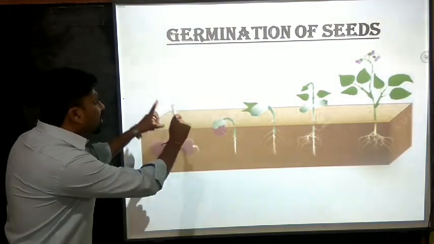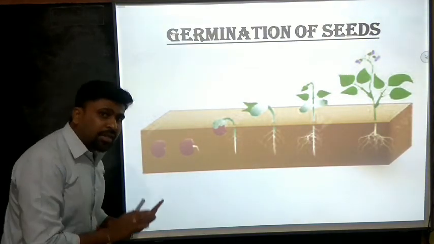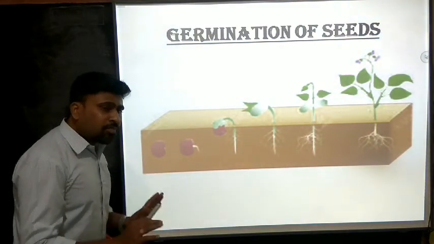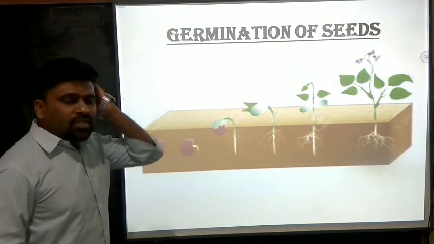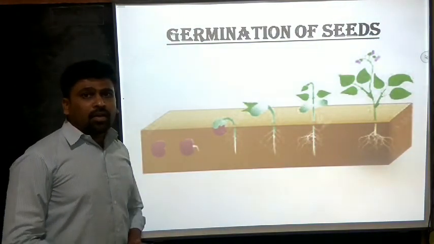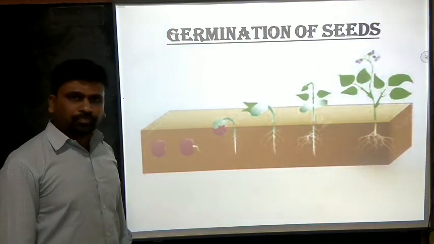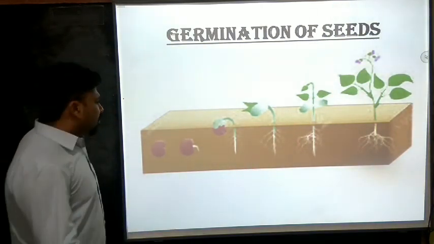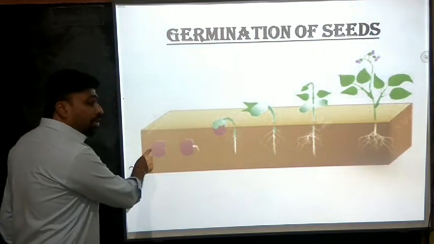Okay? Regarding your class, they have given germination. This is called germination. Germination is nothing but a seed which is turned into a new plant, a seed which is turned into a baby plant. That process is germination. Clear? That is the concept of sprouting.